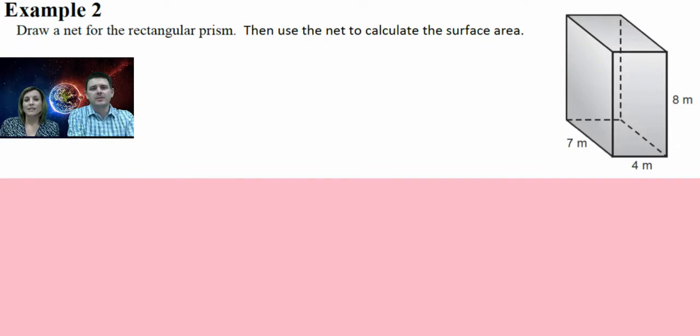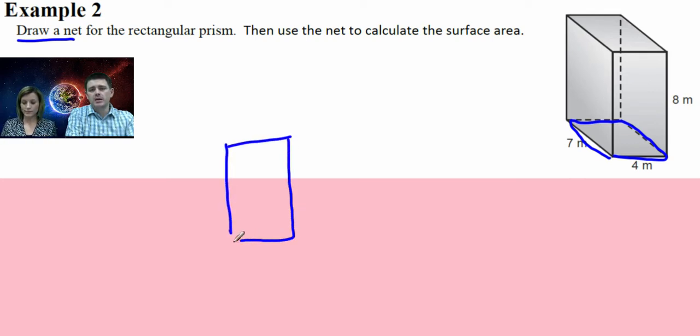All right. Your turn. You want me to keep talking while you draw? I'll talk this time. Start with the bottom, please. First, we're going to start with our net. So we always start with the bottom, kind of to picture how you would unfold the box. It's a 4 by 7 rectangle. So I'm going to go 4 by 7, and then label it as the bottom.